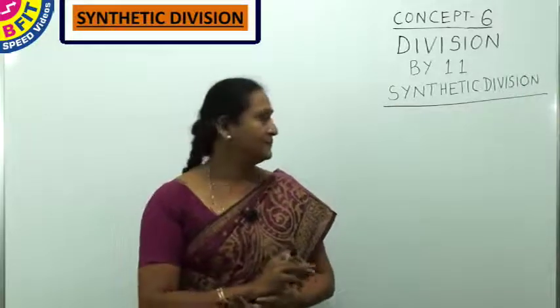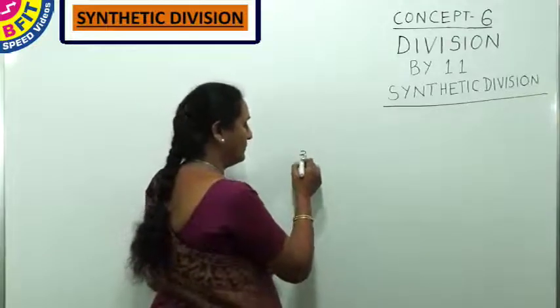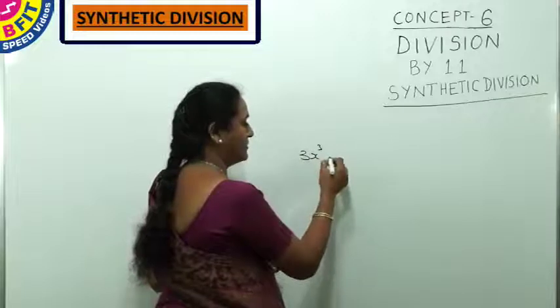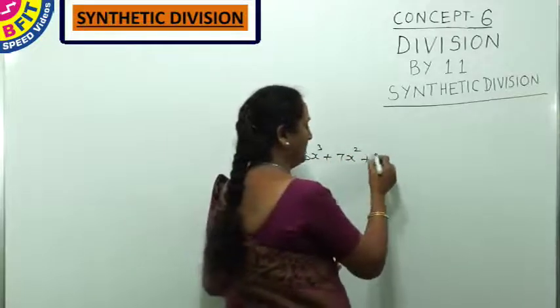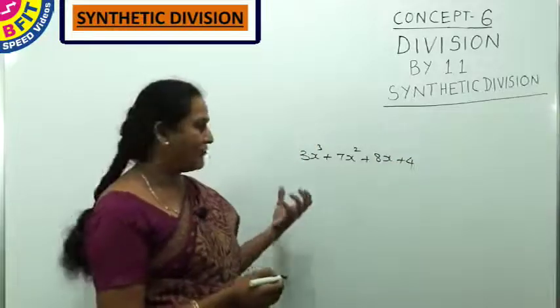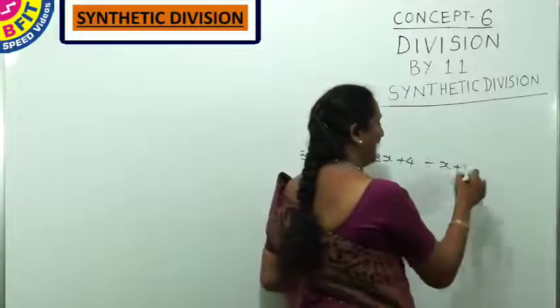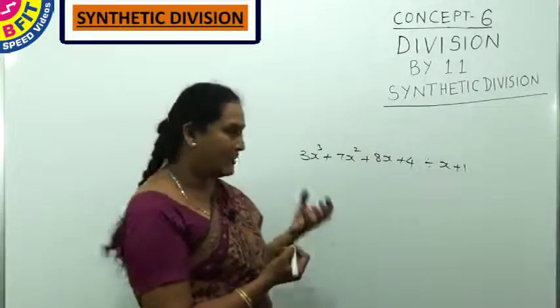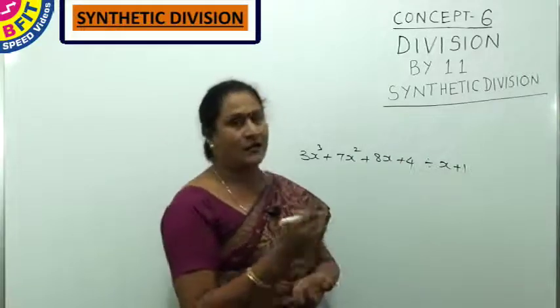Say here, suppose you have a polynomial 3x cubed plus 7x square plus 8x plus 4, and we'll be asked to find the value when this is divided by x plus 1. So for this type of division, synthetic division will be easier to get the quotient.